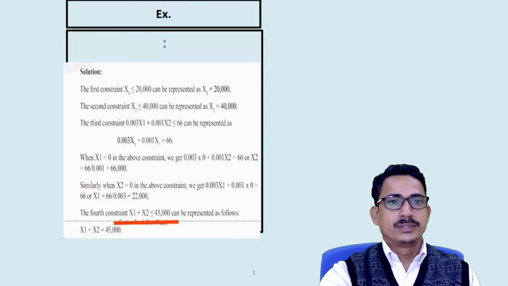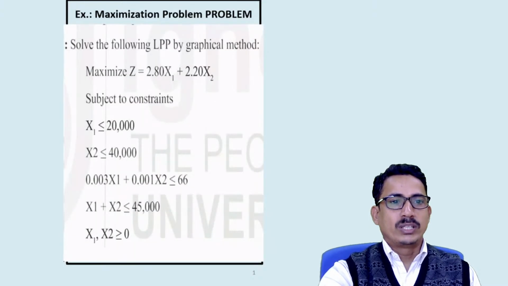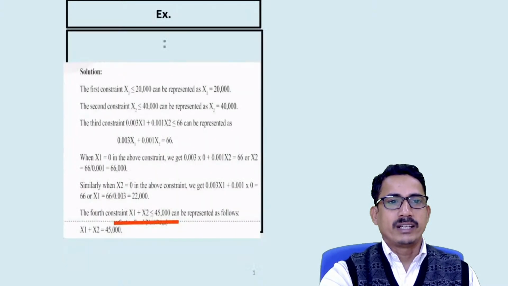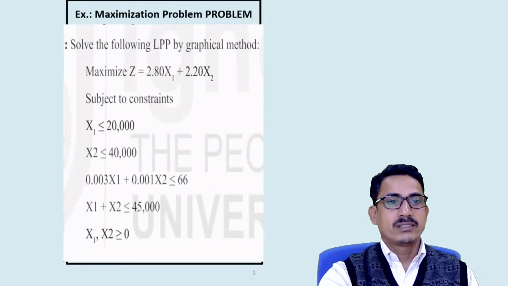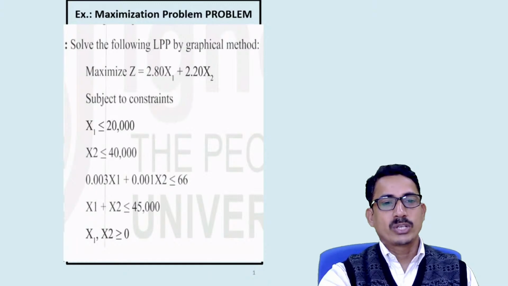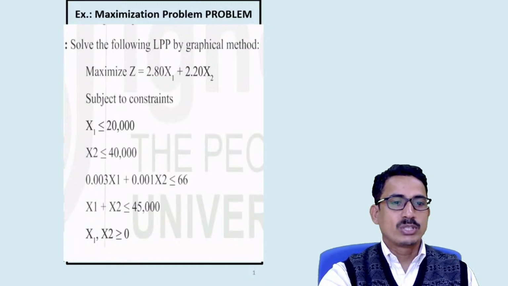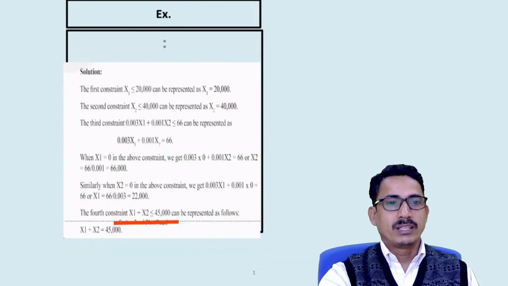First of all, x1 less than or equal to 20,000 is given, and x2 less than or equal to 40,000 is given. So first you make them equal, by which you get two lines: x1 equals 20,000 and x2 equals 40,000. The third constraint is 0.003 x1 plus 0.001 x2 less than or equal to 66. Here, take x1 as 0 and the x2 value will come out. Once you take x2 as 0, x1 will come out. By this, you got these 4 points.